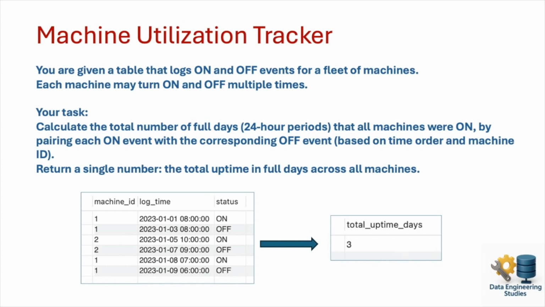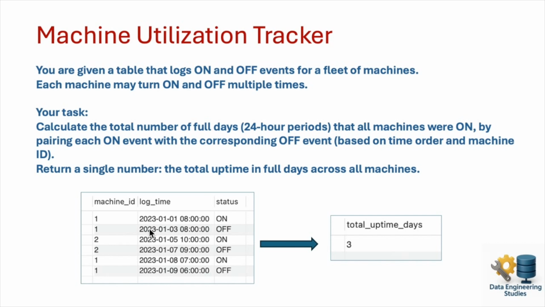The question is, you are given a table that logs on and off events for a fleet of machines. Each machine may turn on and off multiple times. Your goal is to calculate the total number of full days during which any machine is on. A full day is considered to be a 24 hour period. Return a single number, that is the total uptime in full days across all machines.